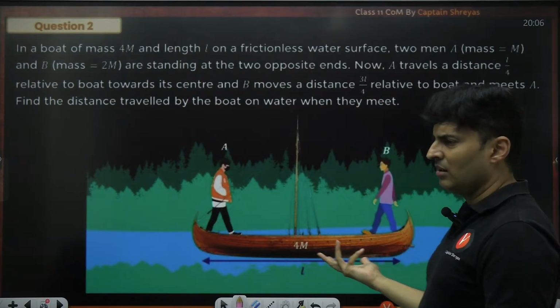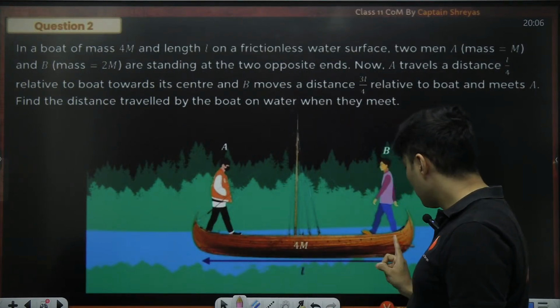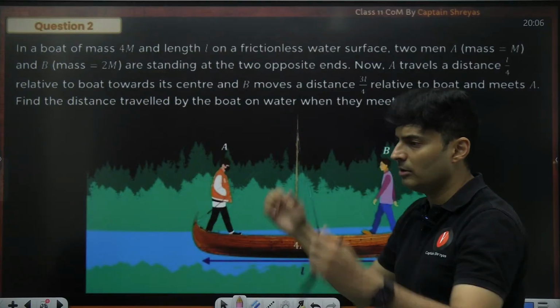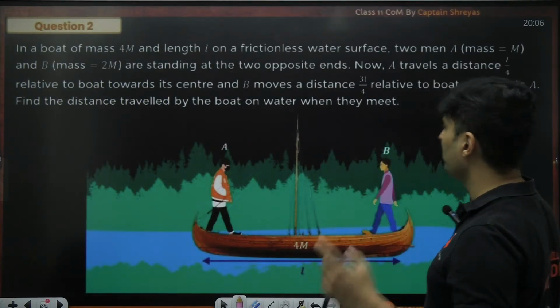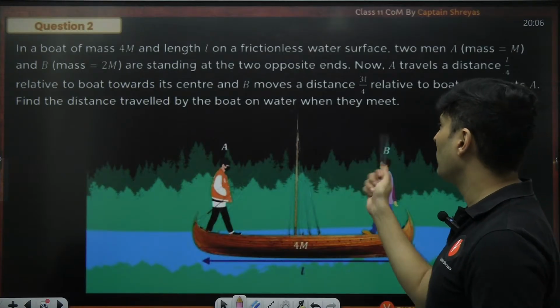It means that they are meeting each other. This guy moves L by 4, this guy will move 3L by 4. They both will come towards each other and be at the same place. Maybe they will chit chat. Find the distance traveled by the boat on the water when they meet.